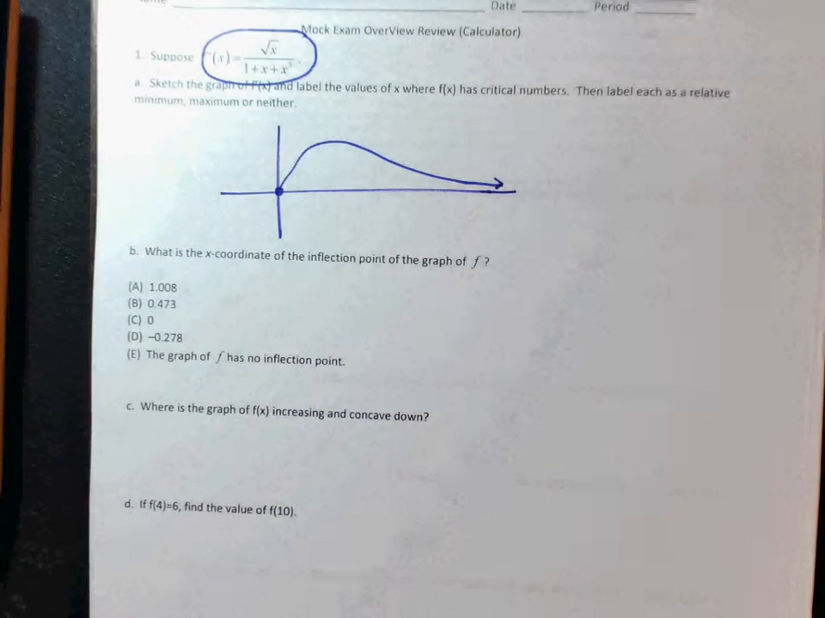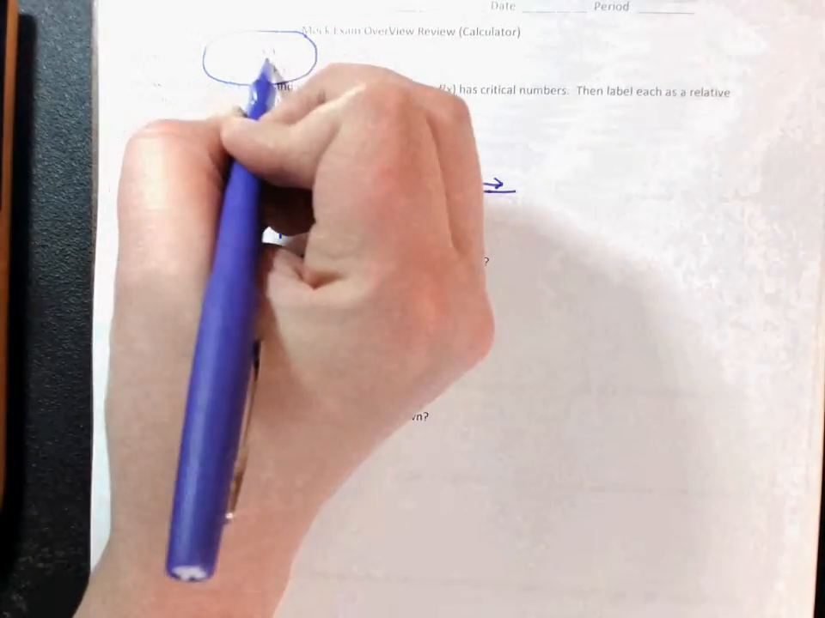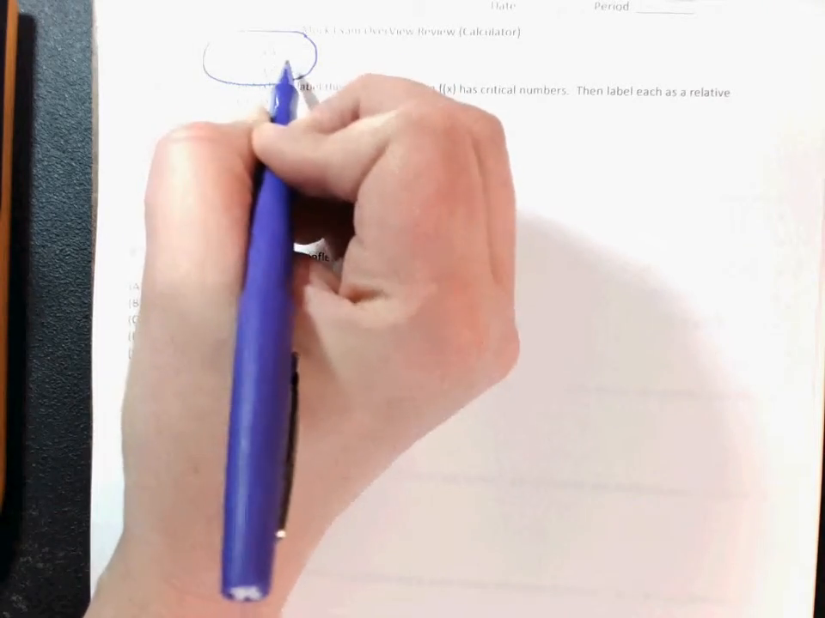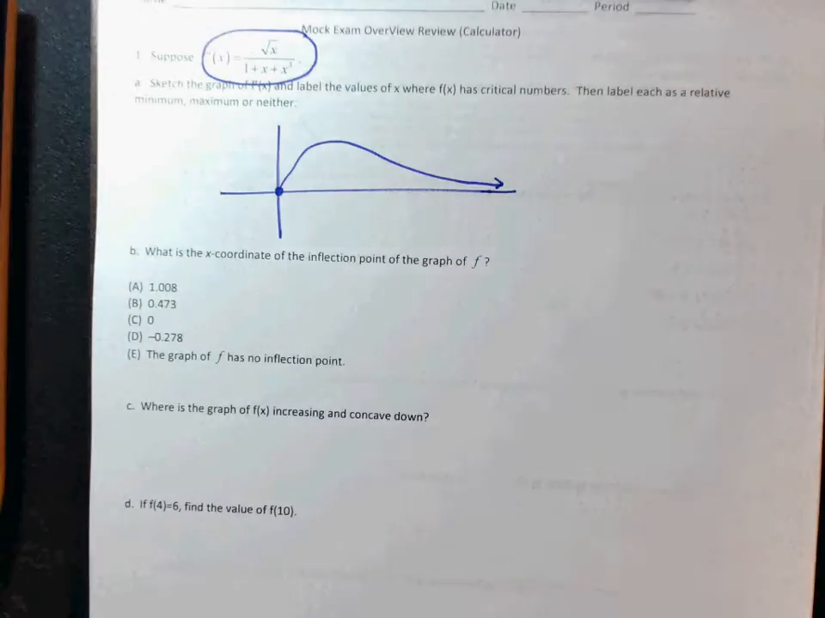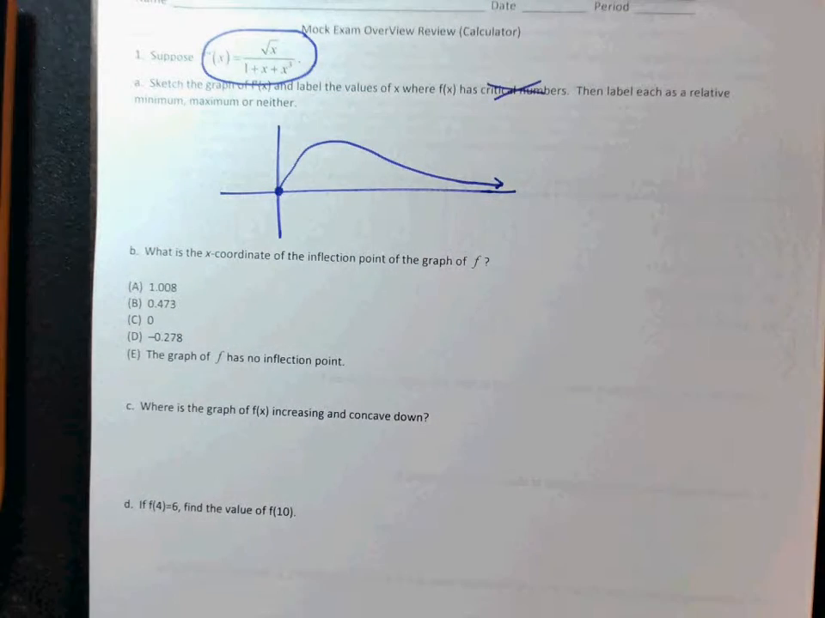Now, could you have concluded without a calculator that this asymptotes towards 0? Using your rules. Is it Bobo, Botner, Betsy? I have a square root on top. I have an x cubed on bottom. Which one's bigger? Bigger on bottom. So we know it goes to 0 anyway, even without looking at the calculator. It says sketch where we have critical numbers. We don't have any. The reason why is because this graph never hits the x-axis.